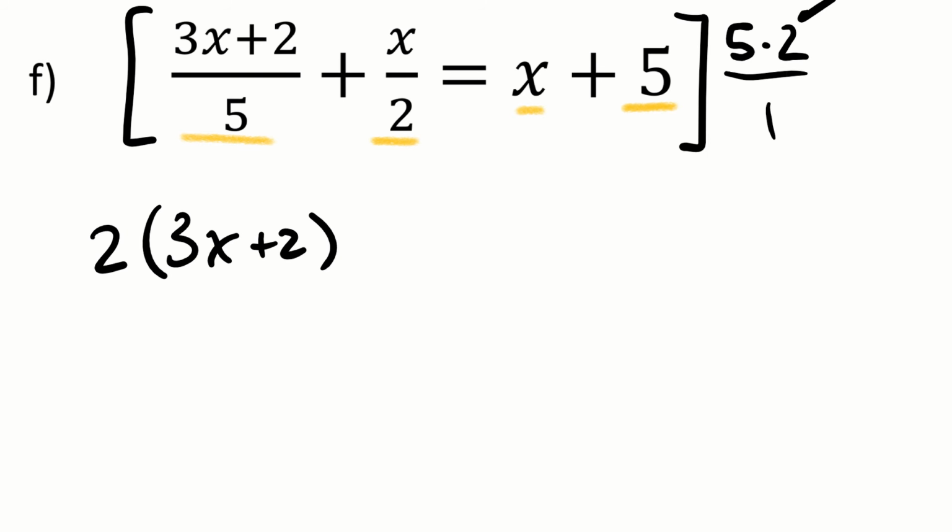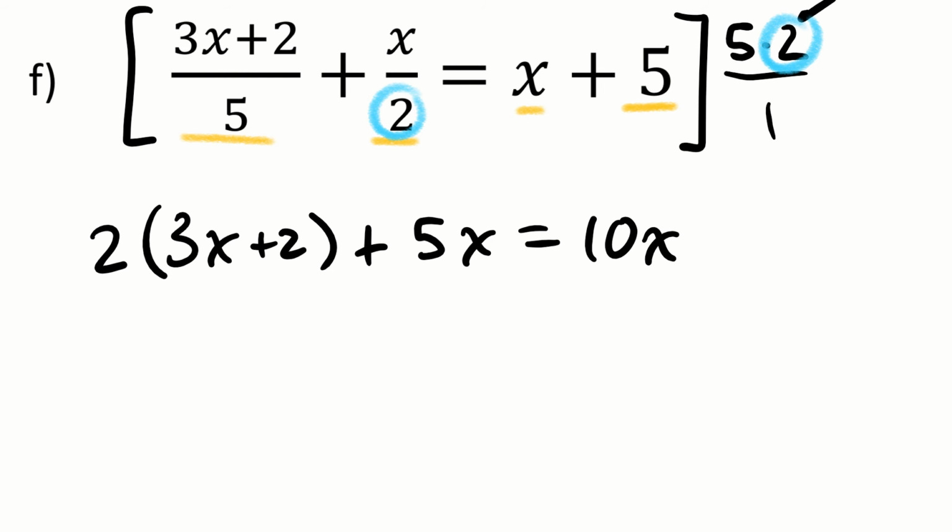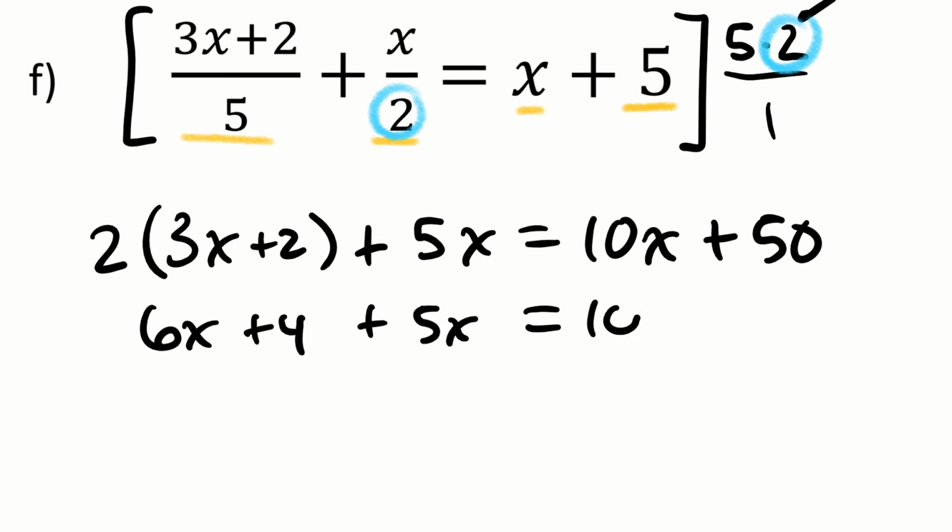So it's going to become 2 times 3x plus 2 plus the next one. You can see there's a giant 1 in the form of 2 in the denominator, 2 in the numerator. So that's just going to give me 5x plus 5x. That's going to equal, so the 5 times 2 is just 10, so this is going to be a 10x. 5 times 2 is 10, so 10 times 5 is plus the number 50. If I distribute here, this is 6 times x plus 4 plus 5x, and that's still 10x plus 50.